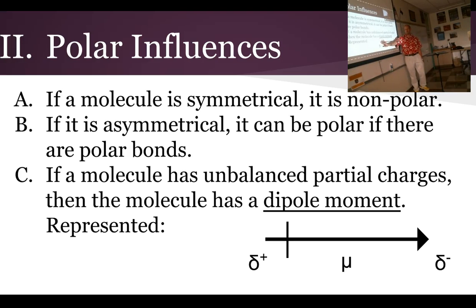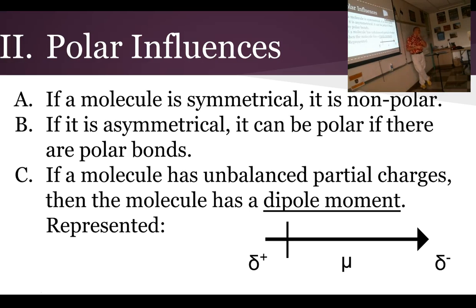So it's more positive down here because there's less electrons hanging out over here, and it's more negative over on this side because there's more electrons hanging out over here. And we use that delta symbol, lowercase d in the Greek alphabet, and we would say plus, again, to represent a partial positive charge, and a lowercase delta negative to say partial negative charge.